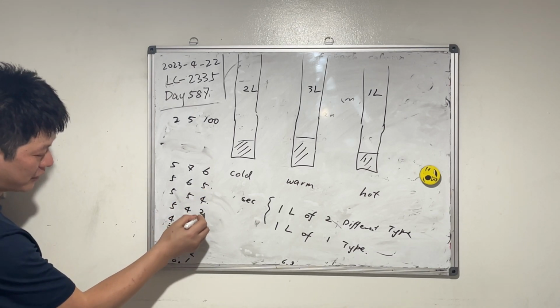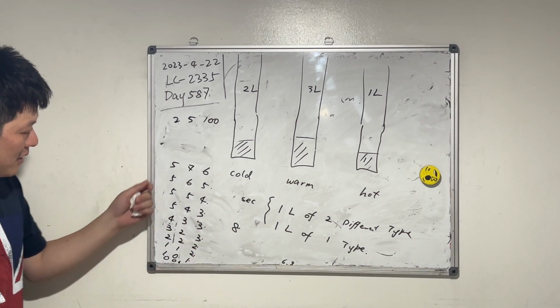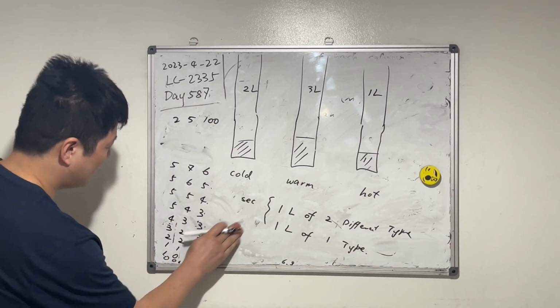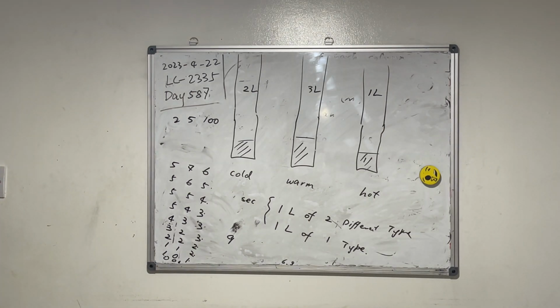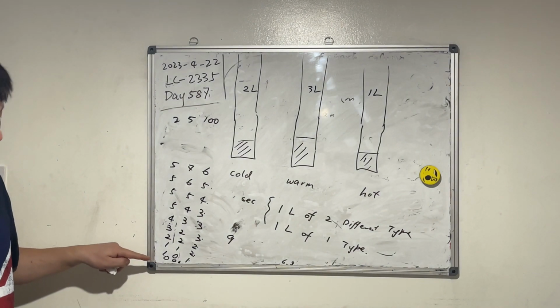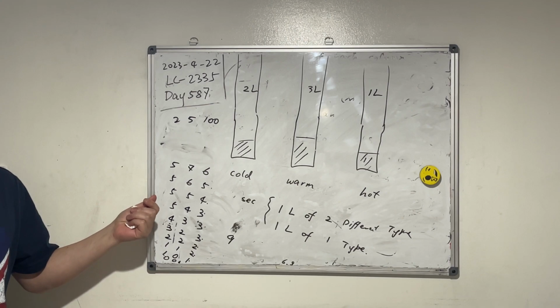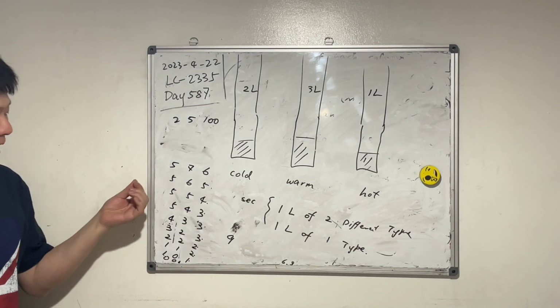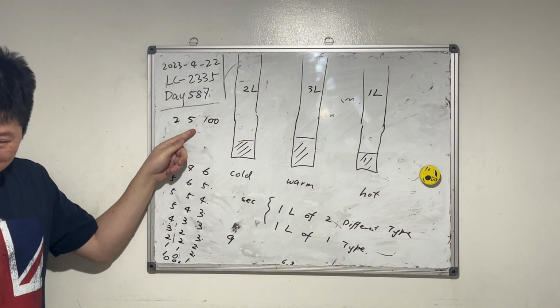How many? 1, 2, 3, 4, 5, 6, 7, 8, 9. 9 times. Let me count again: 1, 2, 3, 4, 5, 6, 7, 8, 9. 9 times. Okay, so we can do this simulation, right? Make sense? The idea is that we want to reduce the one with the most and the second most.